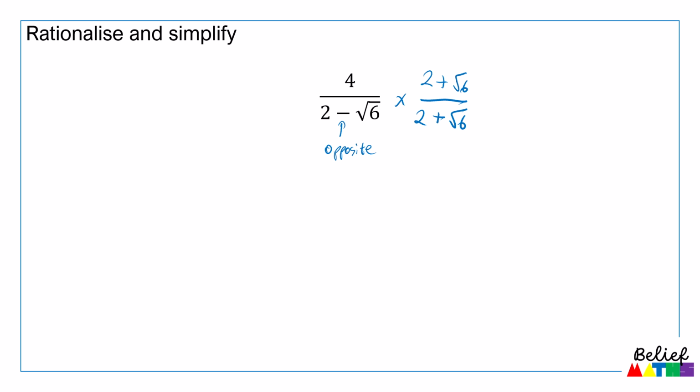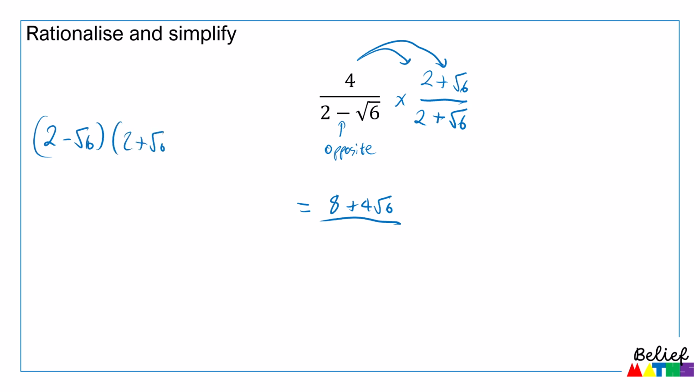Now, if we expand the top, 4 times 2 gives us 8. And then 4 times root 6 is plus 4 root 6. On the bottom, we might want to do this on the side. We get 2 minus root 6 and 2 plus root 6.